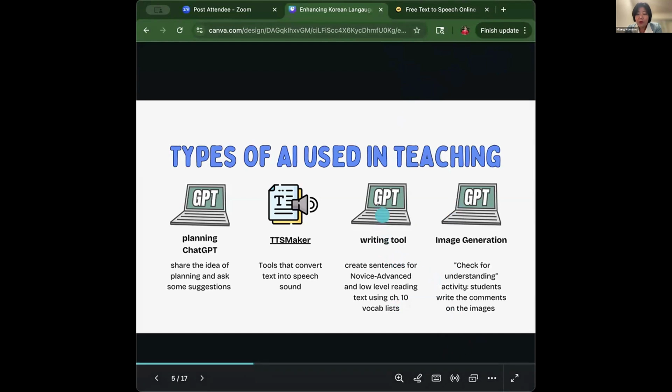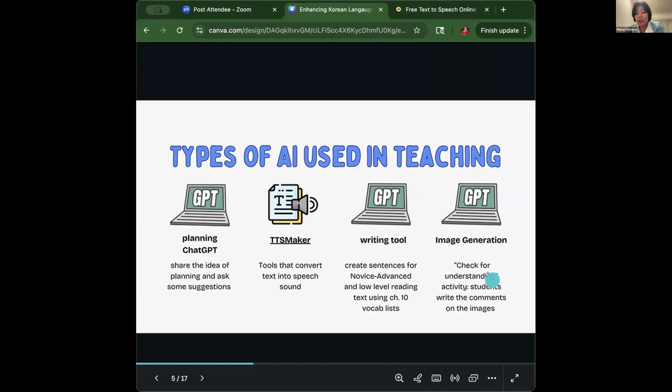And then also for the writing tools, I create sentences for novice, advanced, and low-level reading texts using the chapter 10 vocabulary list. I put in a prompt saying that I need sentences for low-level learners, using this list suggested in chapter 10. Then it created some sentences.